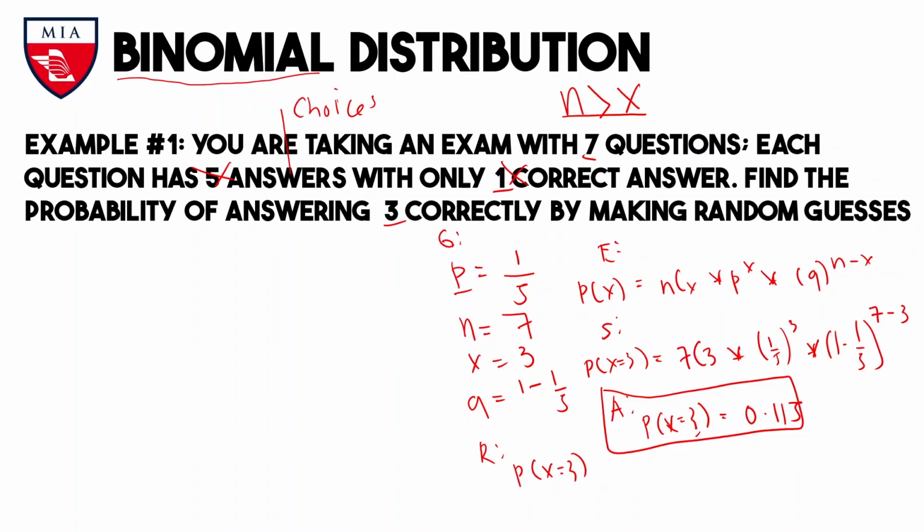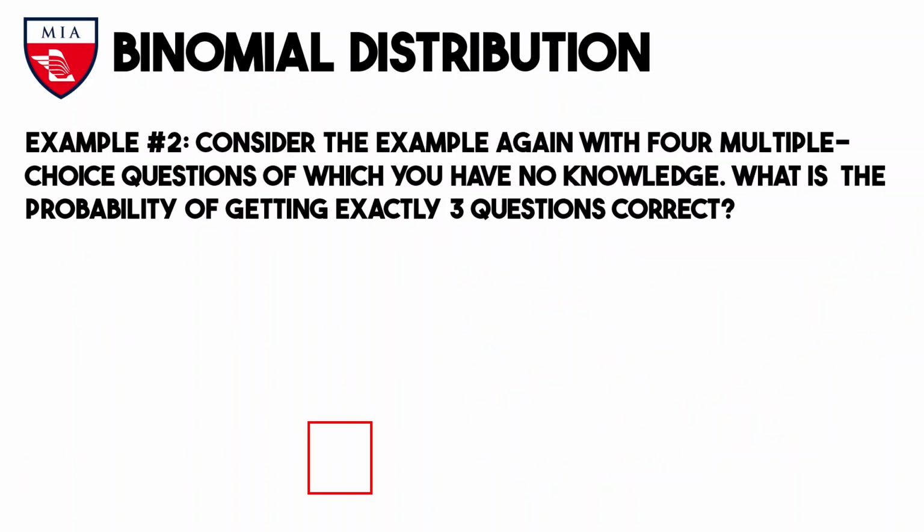Next, example number 2. Let's solve example number 2. Consider the example again with 4 multiple choice questions of which you have no knowledge. What is the probability of getting exactly 3 questions correct? Let's solve the problem. Let's start with the givens.